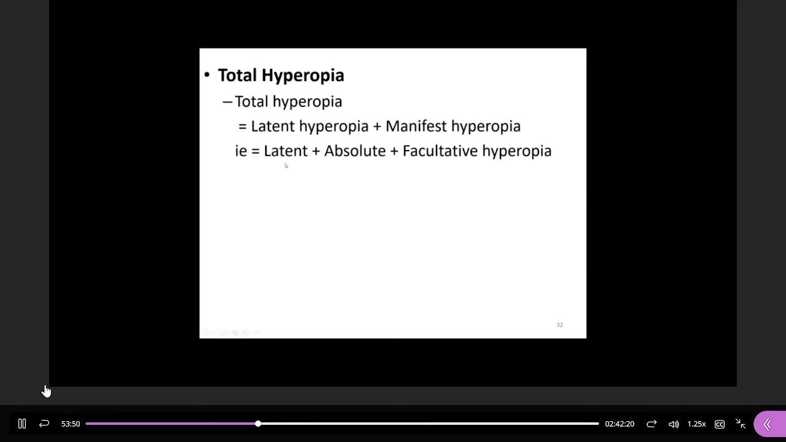So let's make the summary again. The total hyperopia is divided into two parts. One is latent hyperopia, which you have to reveal with the drug. This is hiding there, no matter what the patient already has. The other is manifest hyperopia, which shows up. And this shows up in two parts. One is absolute, which means the patient has this and it shows up. The other is facultative hyperopia, which means the patient has the ability to adjust it.